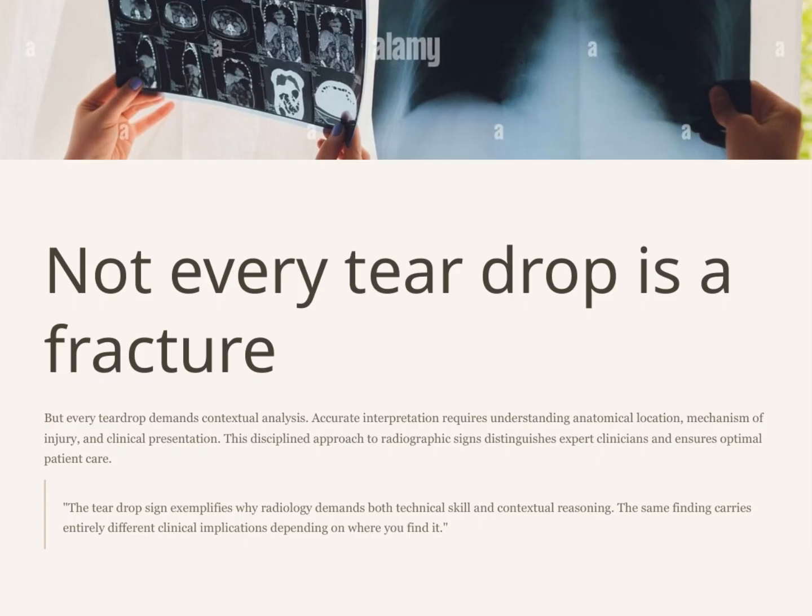The teardrop sign, for example, highlights why radiology isn't just about technical skill alone. It's about applying that skill within a broader clinical context. The same radiographic sign can mean very different things depending on where it's found and the patient's overall picture. So, understanding that context is what makes all the difference in accurate diagnosis and effective treatment.